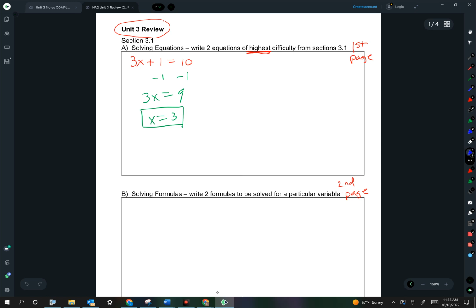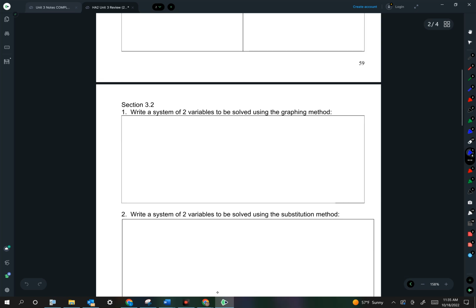There we go. And then it says to go and find a system of two variables, right? That's section 3.2. Notice there's one question here talking about the graphing method. That would be the least emphasized on the test. Because remember, the reason that the graphing method is not very useful is because sometimes it's hard to tell what that point of intersection was.